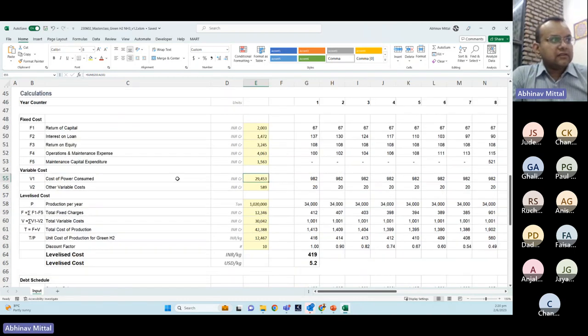And then you have the variable cost, which is the cost of power. Here, other variable cost is 589. As I mentioned earlier, water can also become a part of your variable cost depending upon the plant location. If pure water is not available at that location, you might need to set up a facility, if not desalination, then a water purification facility, and that might have a cost attached to it, which will either showcase as a part of your capex if you're doing it in-house, or as a part of your opex if you're buying water from another source like electricity.